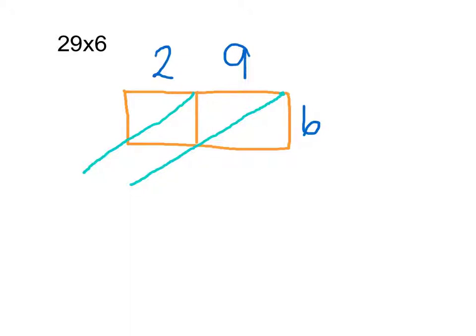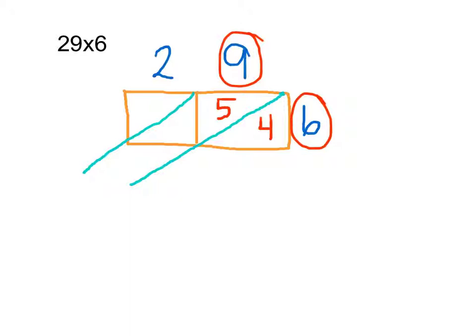In order to start the first problem, you're going to use 9 times 6. I know that 9 times 6 is 54, so I'm going to write it into the box like this. The 5 goes into the first diagonal part of that box, and the 4 goes into the second part of it, because the answer of 9 times 6 is 54.